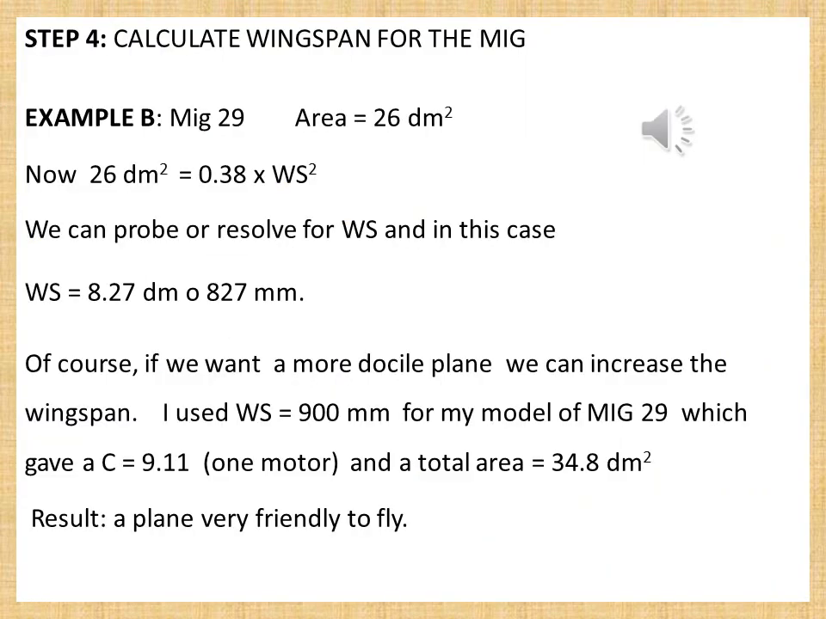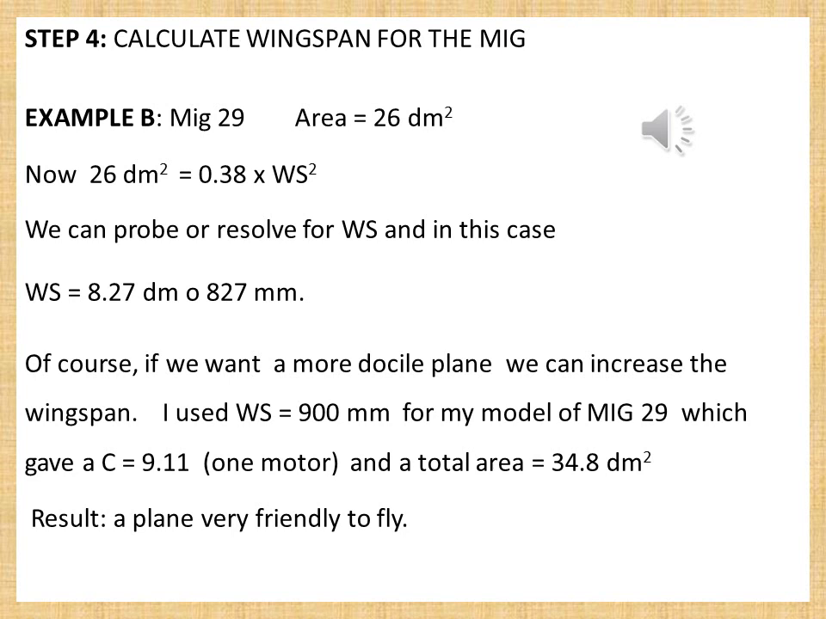Step 4. Calculate wingspan for the MiG. Example B, MiG-29: area equals 26 square decimeters. Now 26 square decimeters equals 0.38 multiplied by wingspan squared. We can probe or solve for wingspan, and in this case, wingspan equals 8.27 decimeters or 827 millimeters. Of course, if we want a more docile plane, we can increase the wingspan.